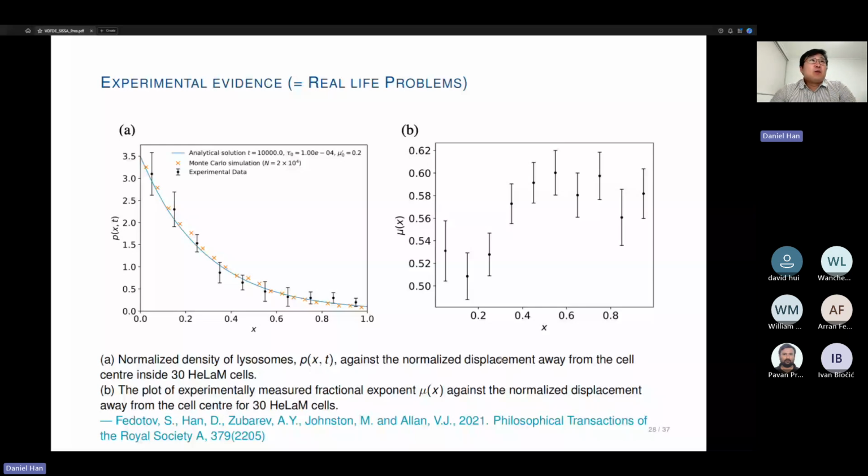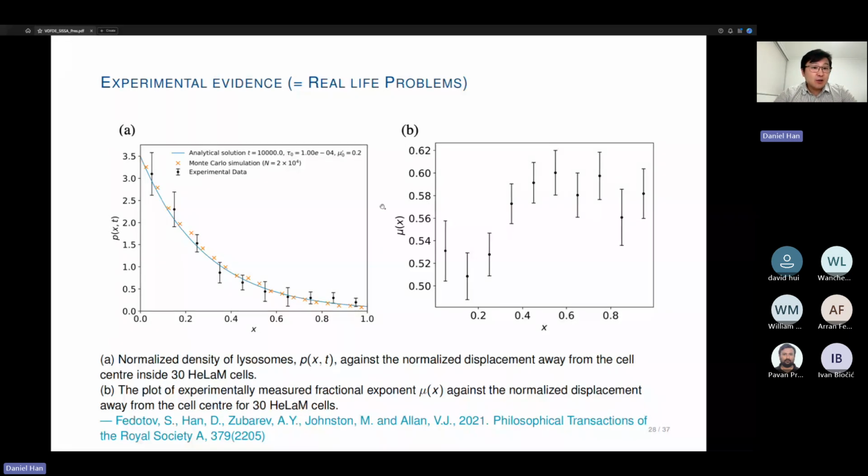What you can do is measure how much of my particle distribution is located along a normalized radial distance along my cell. What we measured here in black with the error bars is that exact probability density: how much of that is located, binned along a normalized distance away from the center of the cell.